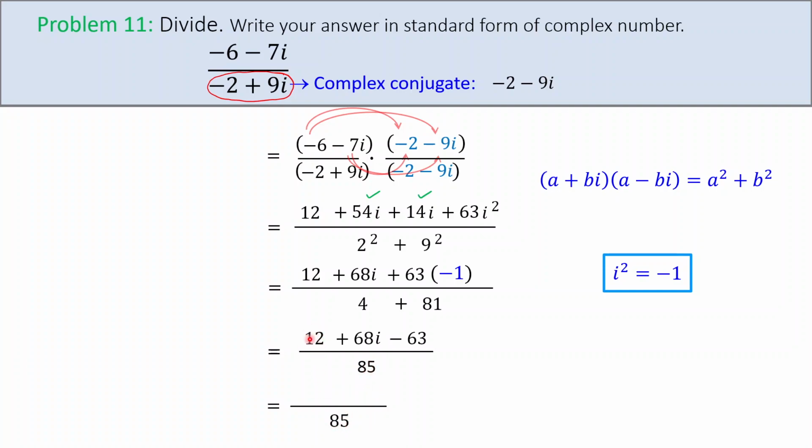So here you can combine this and this. 12 minus 63 is negative 51 plus 68i, equal to, now put this and divide this by this, minus sign, plus divide this by this. Now you have i. So this is the answer.